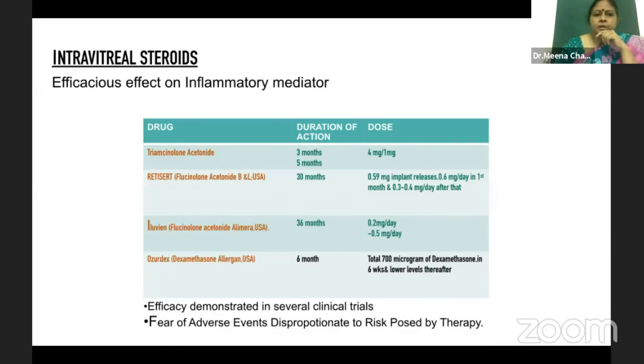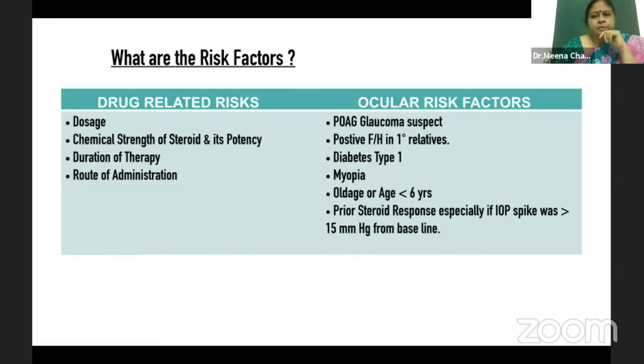We'll look shortly at the role of steroids in causing an elevation of intraocular pressure. These are the various steroids that we inject intravitreally, and the risk factors can be classified into drug-related and ocular risk factors. The ocular factors are very important and are more commonly seen in primary open-angle glaucoma suspects, patients who are first-degree relatives of POAG patients, type 1 diabetes, high myopia, in extremes of age, and in a patient who has been a prior steroid responder and whose pressure has risen more than 50 millimeters from the baseline.